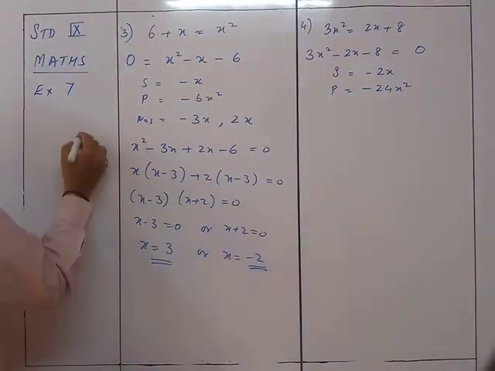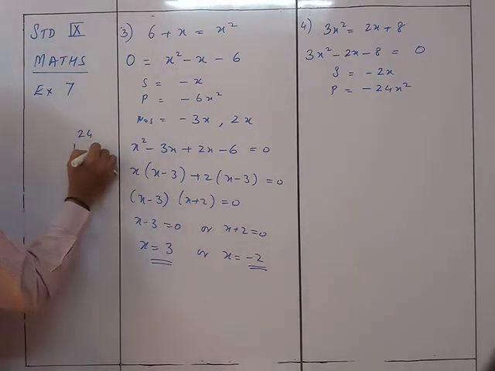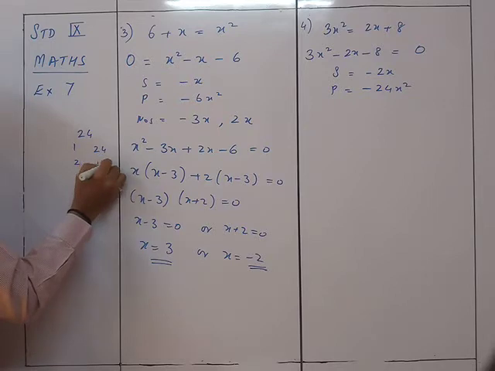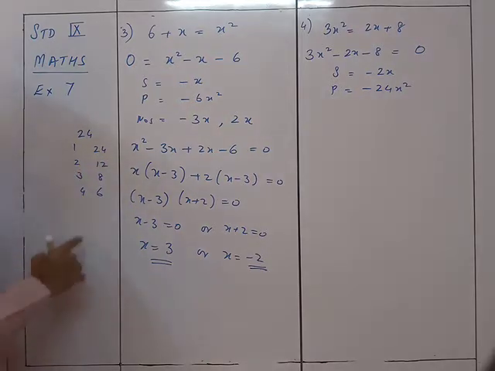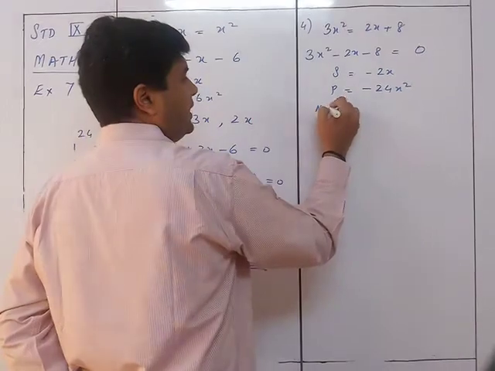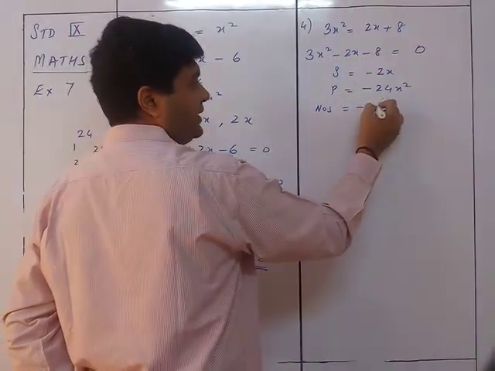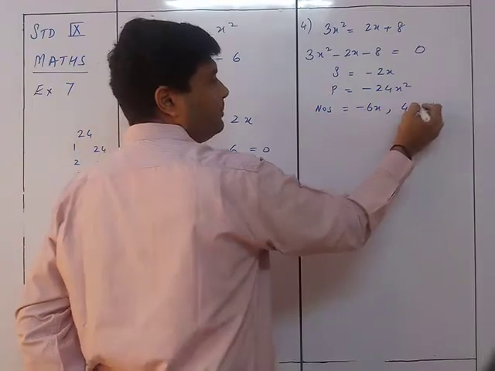So again, 24 is what I want, and the difference I want is 2. So 1 and 24, 2 and 12, 3 and 8, 4 and 6. 4 and 6, difference is 2. That is what I want. So what will be the numbers? Again, what is the number I want? Negative. So bigger will be negative, smaller will be positive.